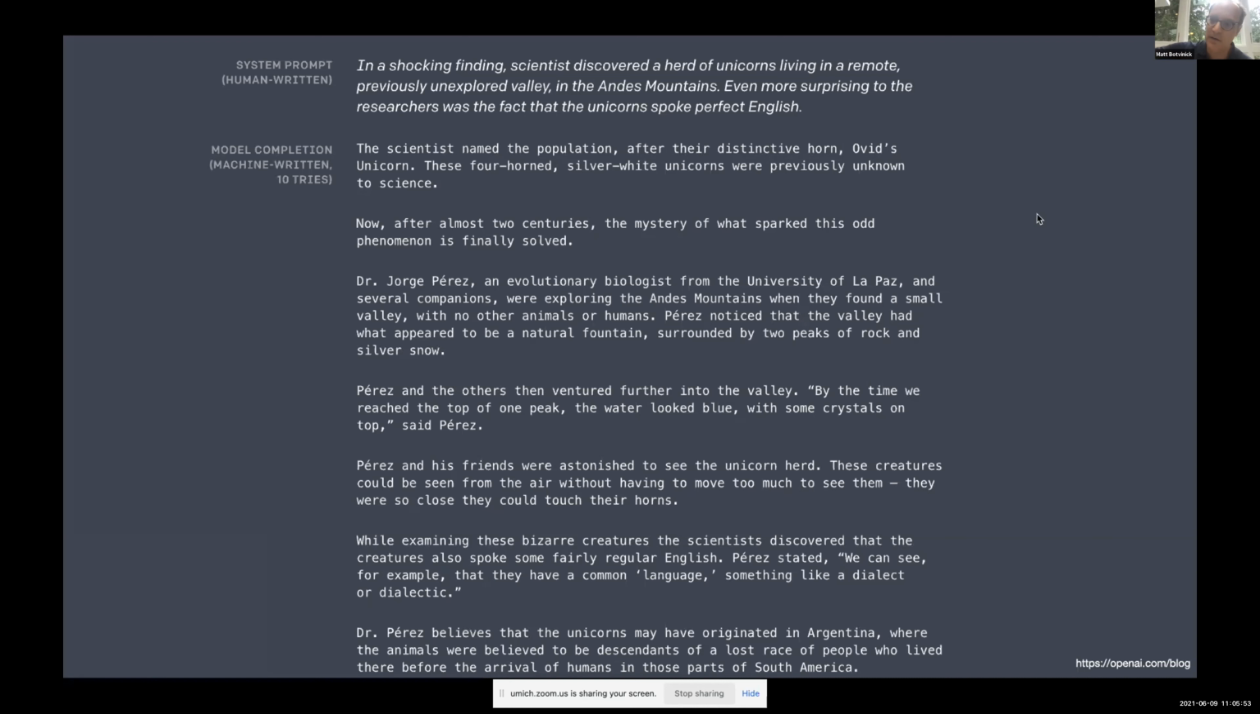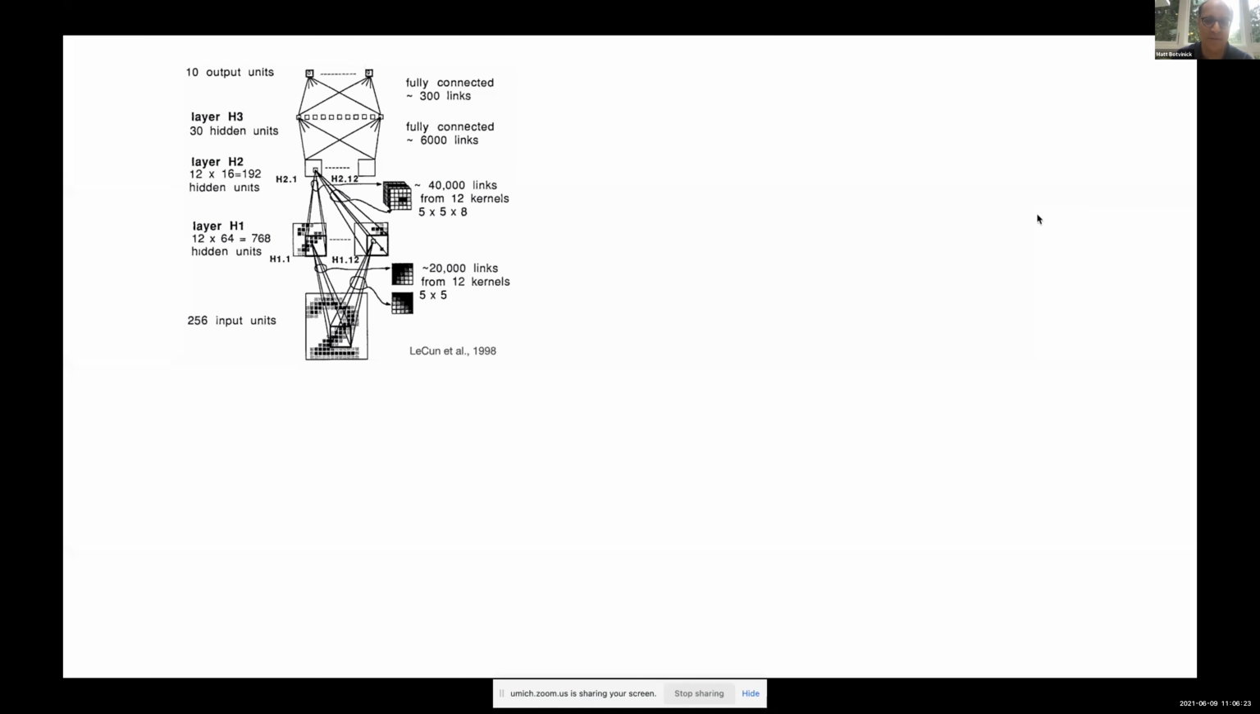And then the language model generated all of the rest autonomously, and it begins, the scientists named the population after their distinctive horn, Ovid's unicorn. These four-horned silver-white unicorns were previously unknown to science. And it goes on later, in a later paragraph, to talk about which scientists discovered them, the sequence of events, the fact that they speak English and why that is. People are starting to pick these models apart, but I think by any standard, this is an amazing thing to see from deep learning.